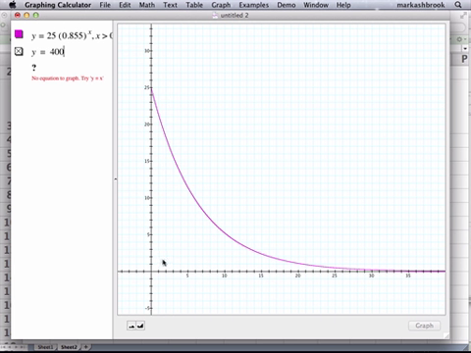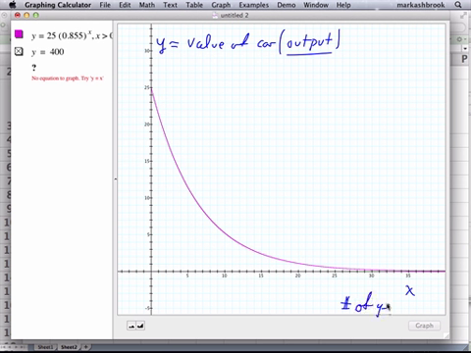Here's our car depreciating. What is the value of the car, X or Y? Y is the output. The output is the value of the car. X represents the number of years since new. That's the input. To interpret a graph, we have to be confident about what quantities we're showing on each axis.